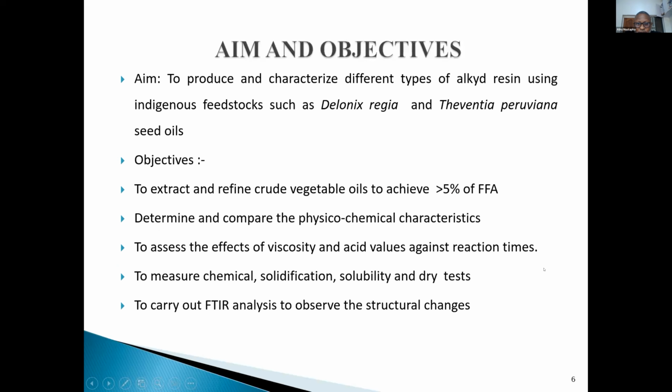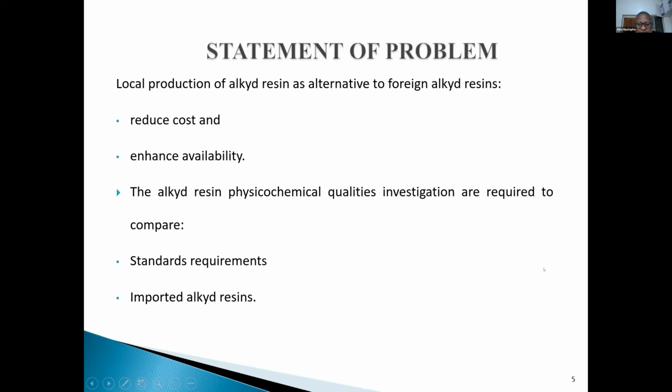The statement of the problem. We need to intensify the local production for alternative production of Alkyd resins. We use Alkyd resins for finishes and paints, and Nigeria depends only on imported Alkyd resins. So we want to look for indigenous raw materials to produce Alkyd resins, to reduce cost, to enhance availability, and to compare our locally produced ones with the standard requirements and with imported ones. Next.